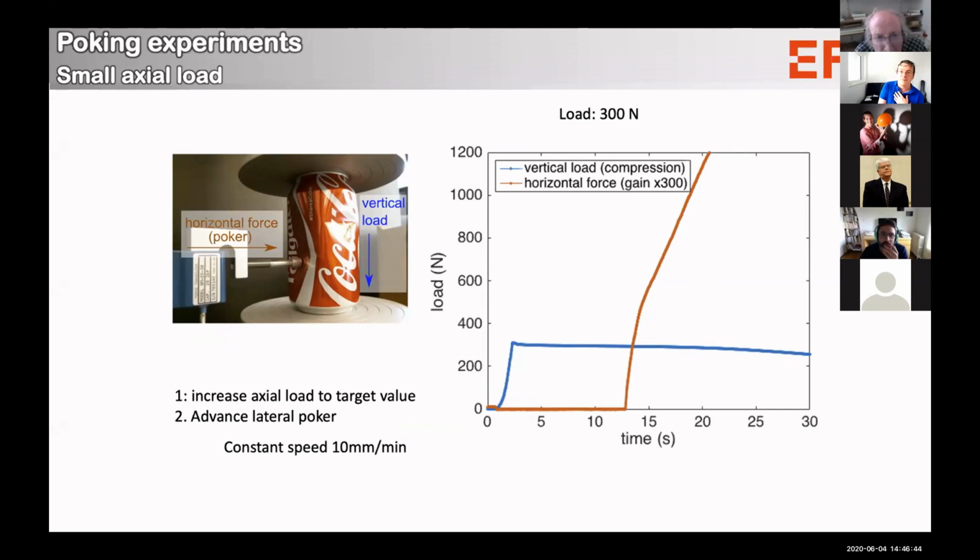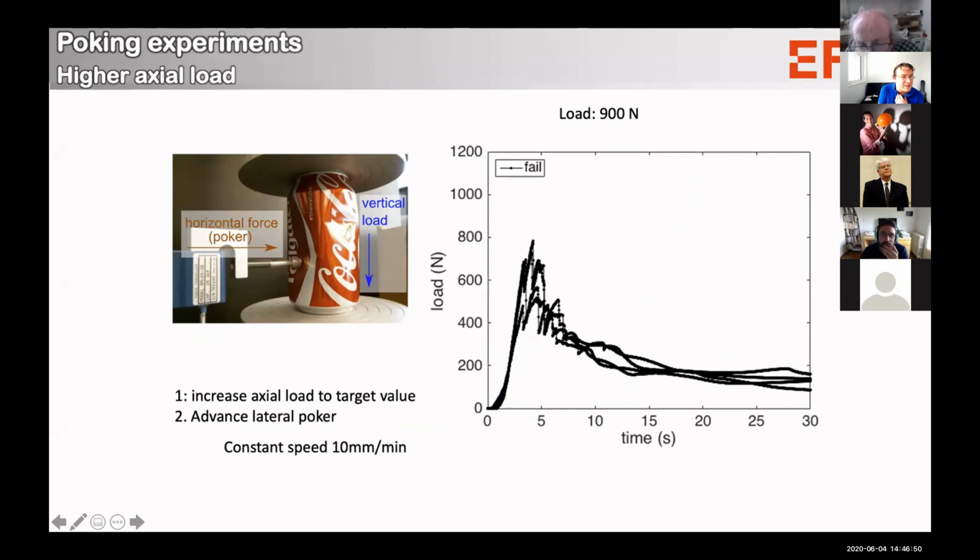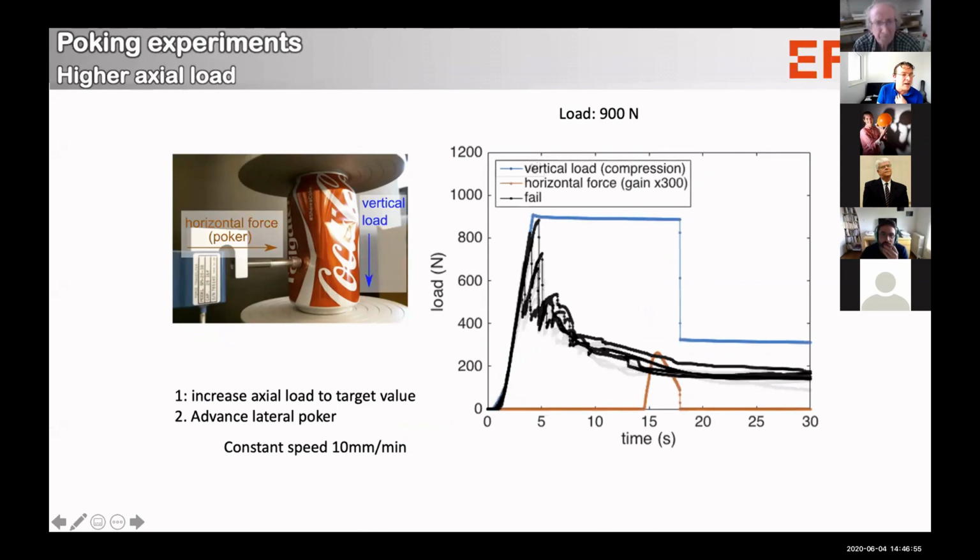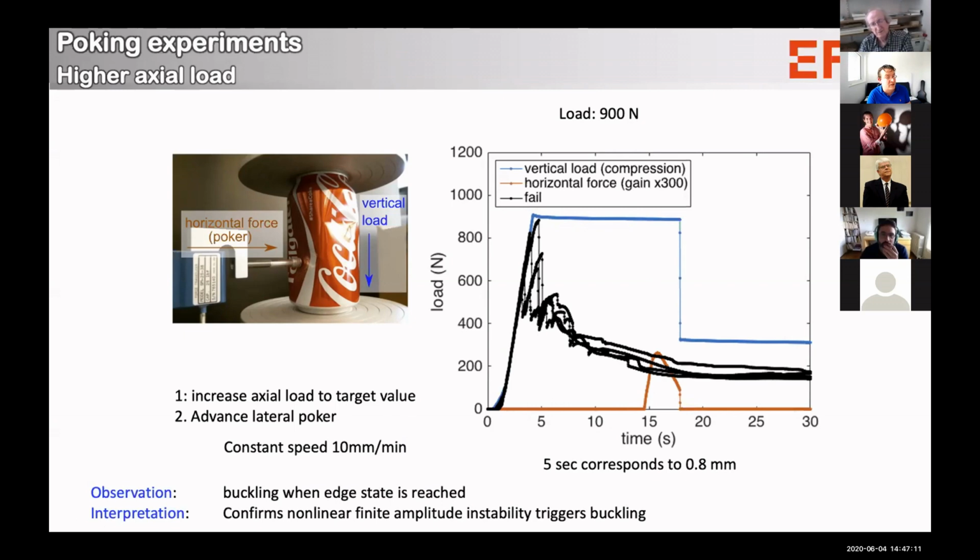So let's load it to 900 Newtons. So the problem is exactly what we want to understand. Most of these shells buckle before you reach 900 Newtons. But now you find a good one, which you can load to 900 Newtons. Here, the poker comes in, force goes up, force goes down, and exactly where the force goes down, you're inducing buckling. So the observation is buckling is really induced when the edge state is reached, and that confirms that we can think about this as a nonlinear finite amplitude instability.